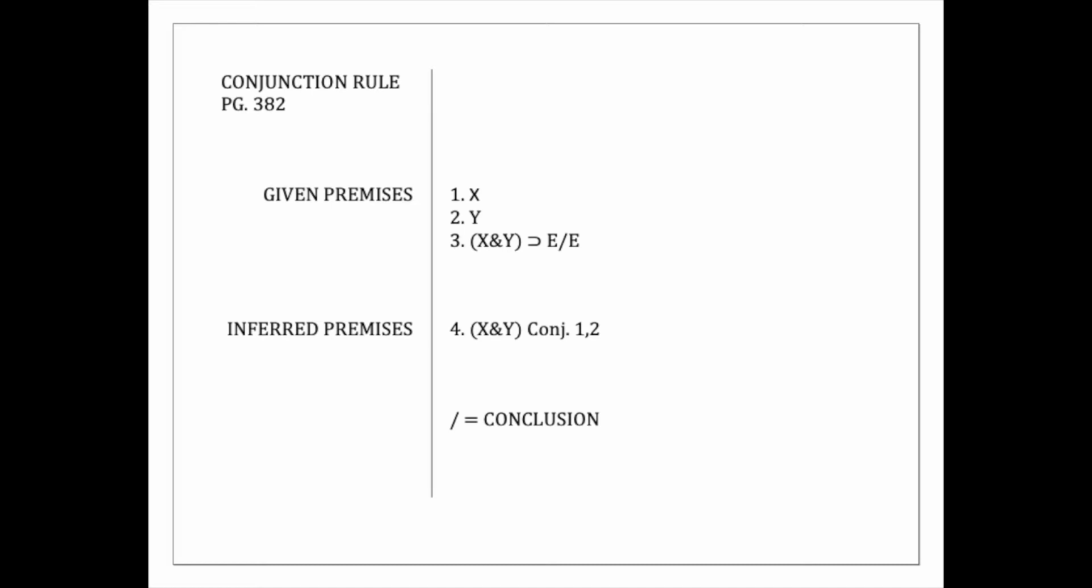Once we infer X and Y based on the conjunction rule, then we can infer E based on modus ponens, premise 3 and 4. Because the conjunction X and Y is the antecedent of the conditional if X and Y, then E.